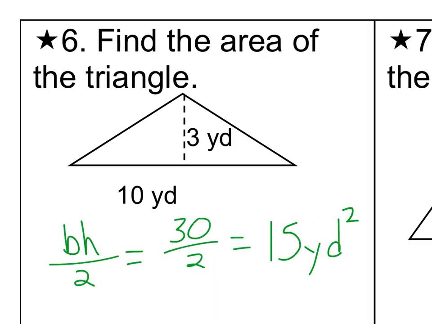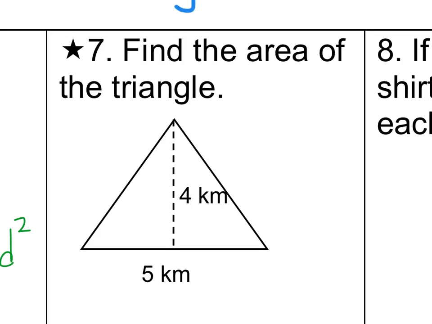So remember, the area of a triangle is base times height divided by 2, and the base is 10, the height is 3, so that's 30. Divided by 2 is 15 yards squared. Here again, 5 times 4 is 20, and 20 divided by 2 is 10, and our units are kilometers, and we're going to put squared because we're squaring them.